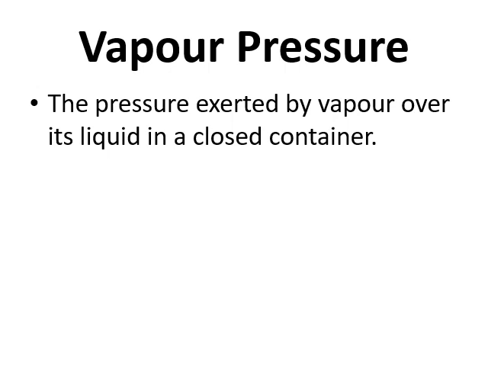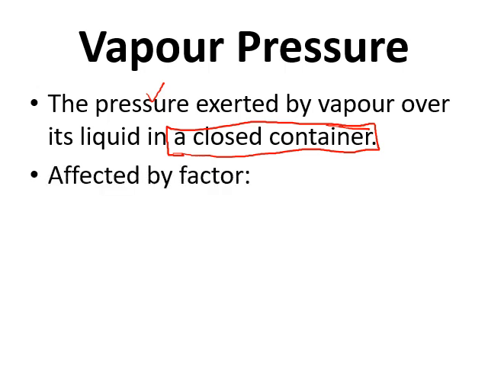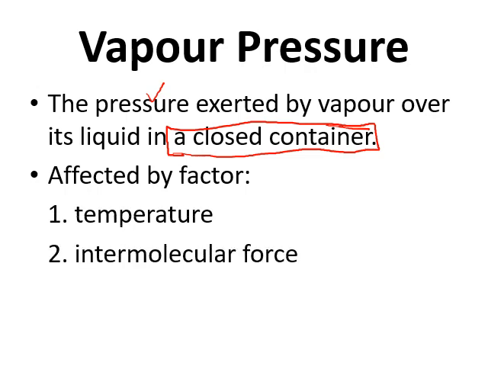The vapor pressure refers to the pressure exerted by the vapor over a liquid in a closed container. So in a closed container, the liquid will try to escape as gas. When they try to escape as gas, they will always hit the wall of the container. Once they hit the wall of the container, pressure is exerted. So then, what are the factors that will affect the vapor pressure? First is the temperature, then intermolecular force.